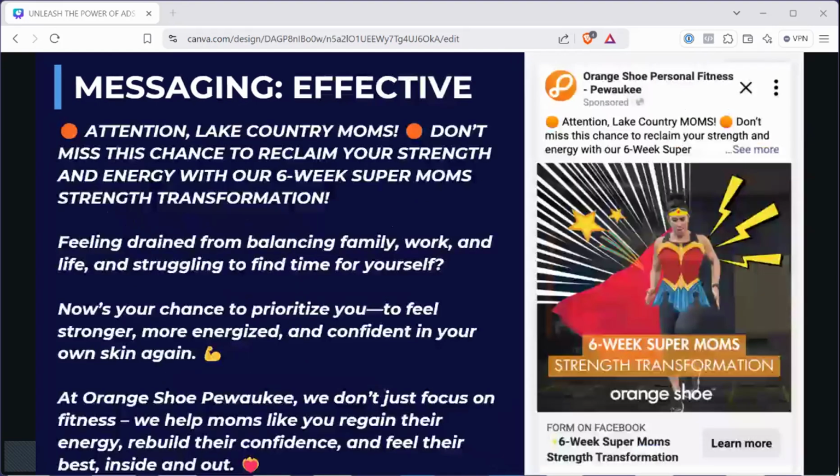As an opposing example here with orange shoe as well, and this goes back to the case study, this is highlighting more effective messaging. And I won't read out the whole copy, but just the first couple of lines where it says, attention, Lake Country mums, don't miss this chance to reclaim your strength and energy with our 6-week Super Mums Strength Transformation. Feeling drained from balancing family, work, and life and struggling to find time for yourself? Now's your chance to prioritize you, to feel stronger, more energized, and confident in your own skin again.